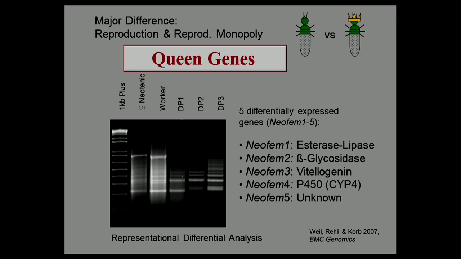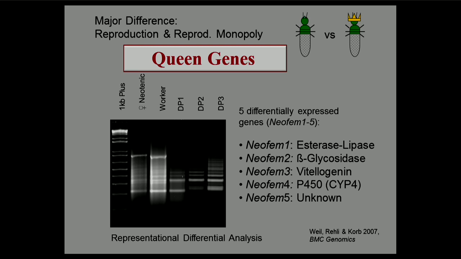With this method, we found 5 genes, which we called neofem, for neotenic female, 1 to 5. The first one is an esterase lipase, then a beta-glucosidase, and neofem-3 is a vitellogenin, then a P450 of the CYP4 family, and then a gene, neofem-4, which is unknown and is still unknown. So it's kind of an orphan gene.